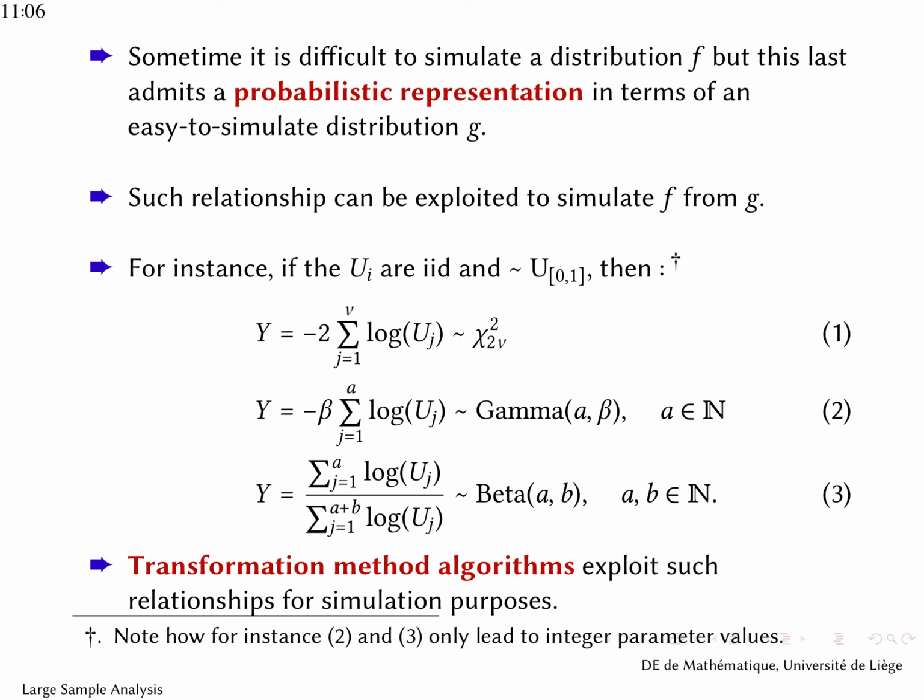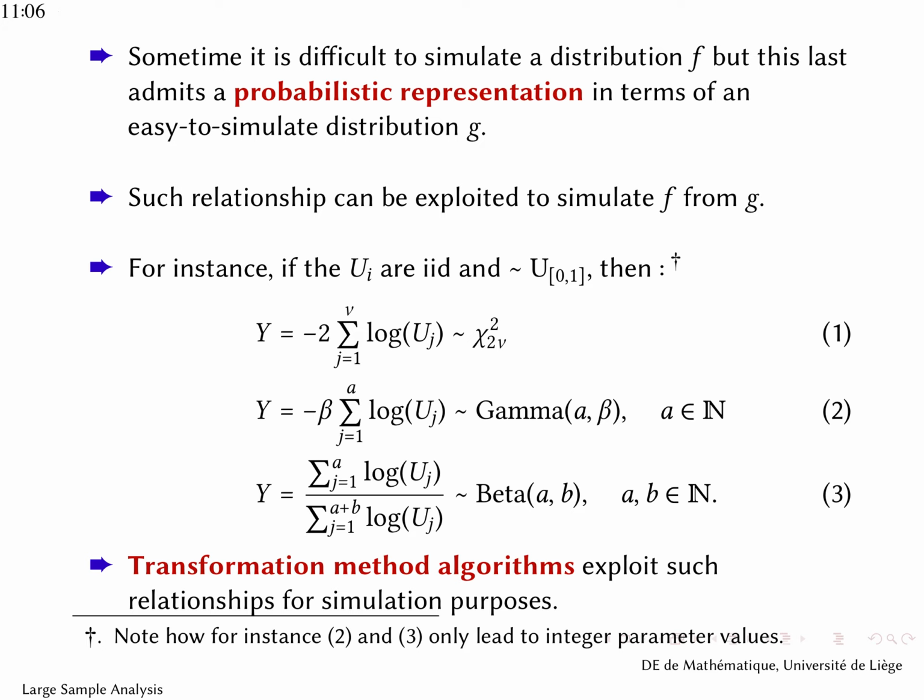In some cases, it might be difficult to even simulate the distribution f. However, sometimes it is possible to write f in terms of a more easy to simulate distribution in a probabilistic way. If this is the case, then we can exploit this relationship to simulate f through this other distribution g. Some well-known relationships between distributions are the following.